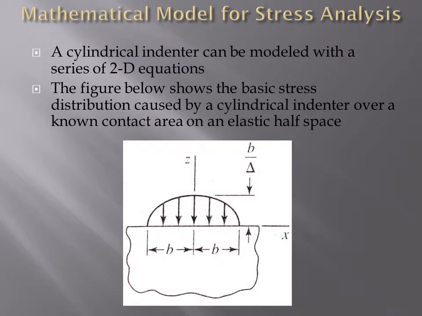A cylindrical indenter is a classical problem in solid mechanics. However, in this case, the indenter is in contact with skin. The skin will be modeled as an elastic half-space in order to account for its unique properties.